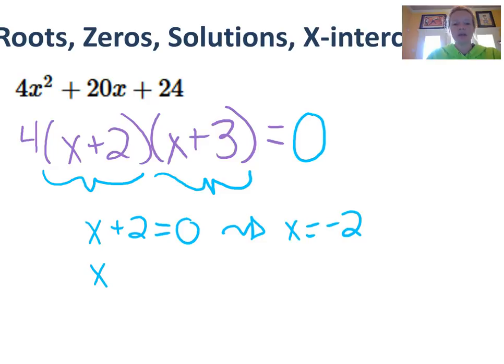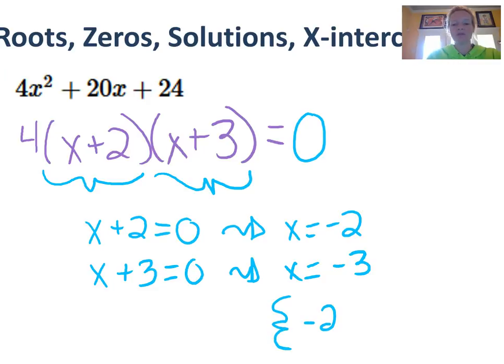So now let's try the other one, x plus 3. How does that equal 0? Well, x would have to be negative 3. So my roots, zeros, solutions for this problem are negative 2 and negative 3. So all we have to do is set the binomials to 0 to find our roots, zeros, solutions, and x-intercepts. Let's try another one.